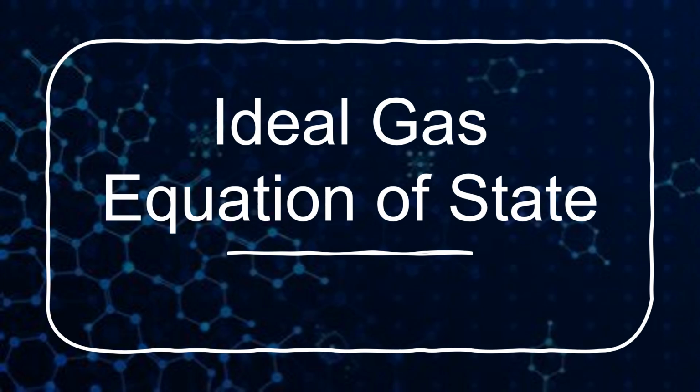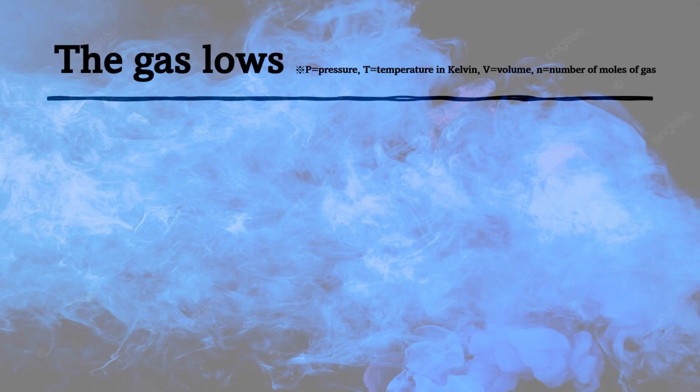Let's begin with Boyle's law. Before I get into that, I want to explain what each abbreviation represents. P is pressure, T is temperature in Kelvin, V is volume, N is number of moles of gas.